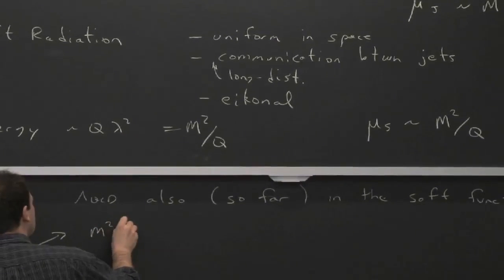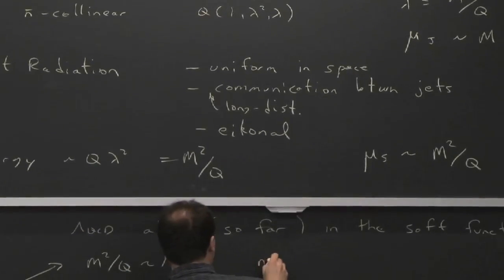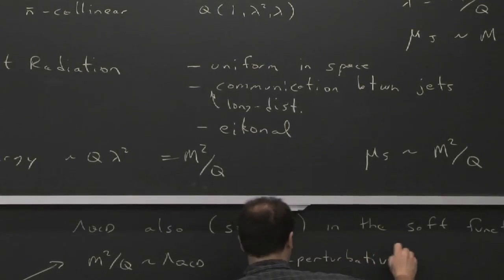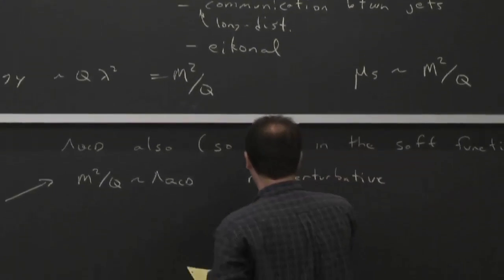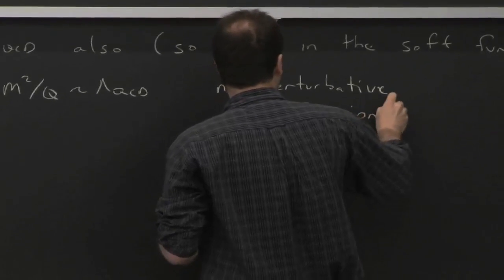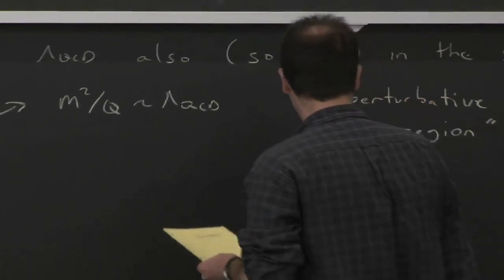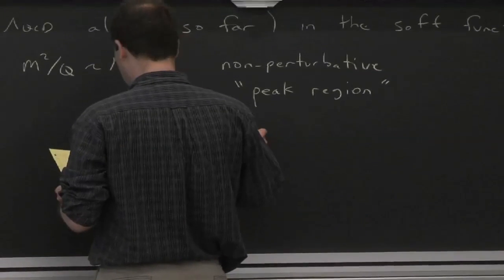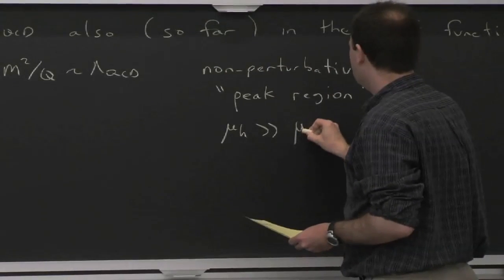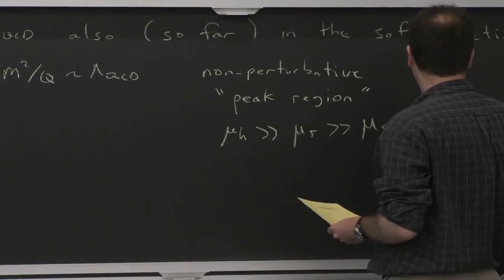So there are kind of two possibilities here. You could have m squared over q of order lambda QCD, and that means that this scale is non-perturbative. This is what's called, for reasons that will become apparent by the end of lecture, the peak region, because this is actually the region of the cross-section where there's a peak. Okay, that's why it's called the peak region. And in this region, you have the following hierarchy: mu h is much greater than mu j, mu j is much greater than mu s, but mu s is of order lambda QCD.